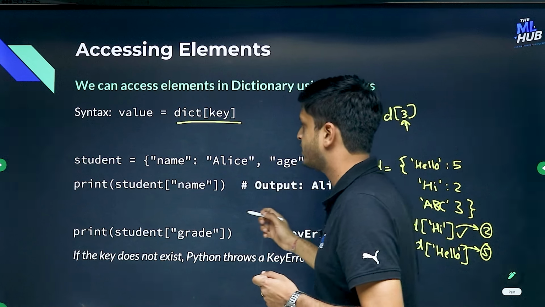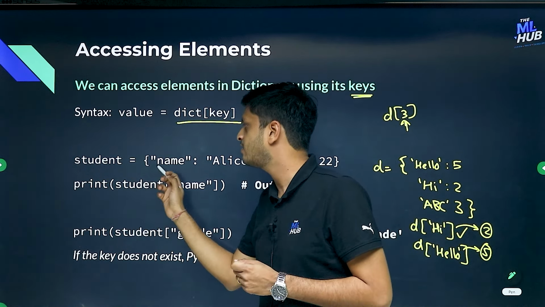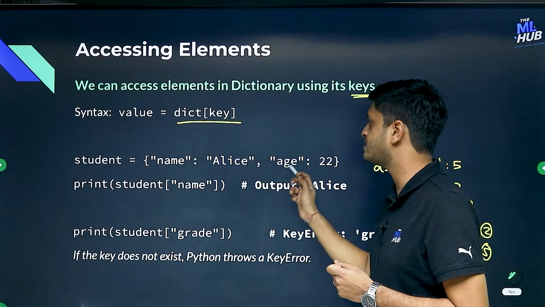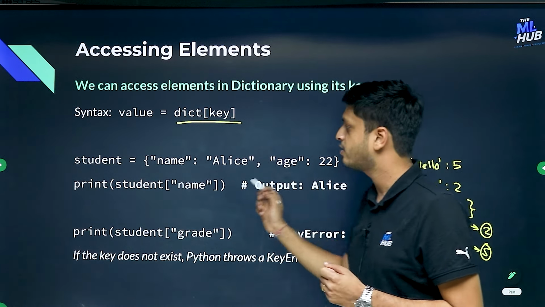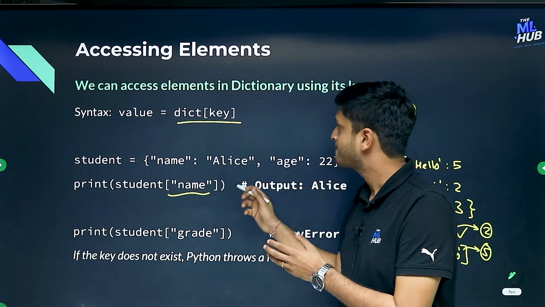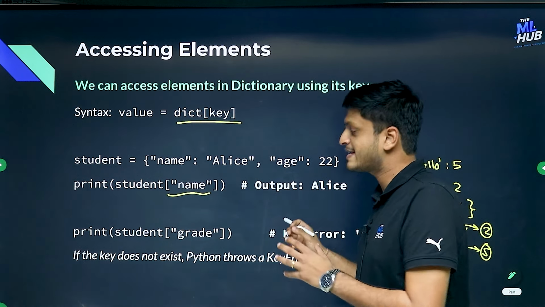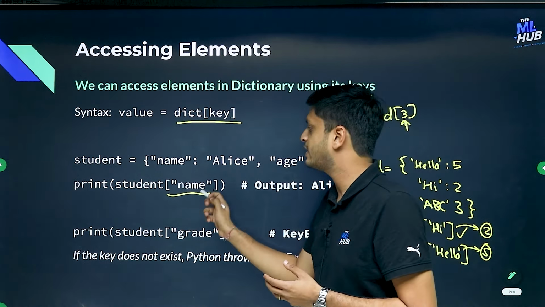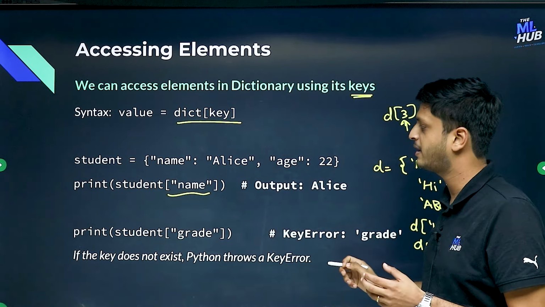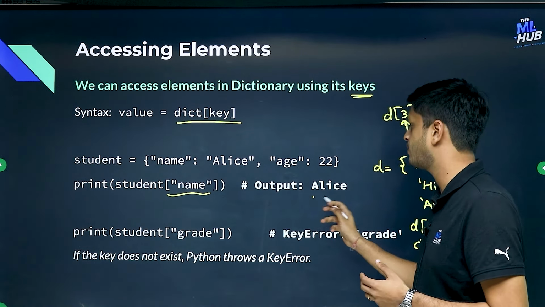Okay. So let's say there is a dictionary student in which you have name Alice, age 22. So key is name, value is Alice, key is age, value is 22. Now if you print student name, here we are accessing the value corresponding to the key name. So the value is Alice. The string Alice will be returned by this access and the output will be Alice.